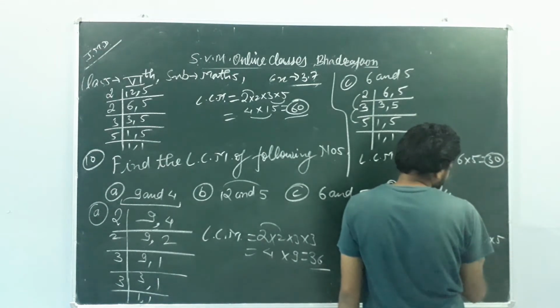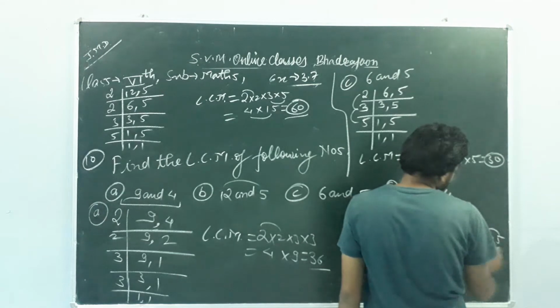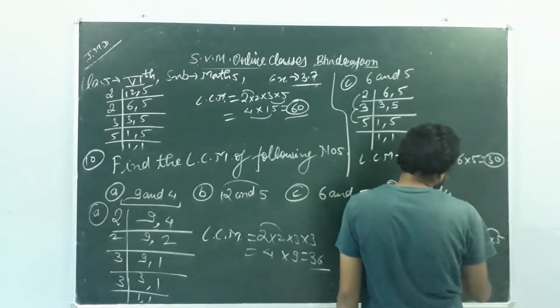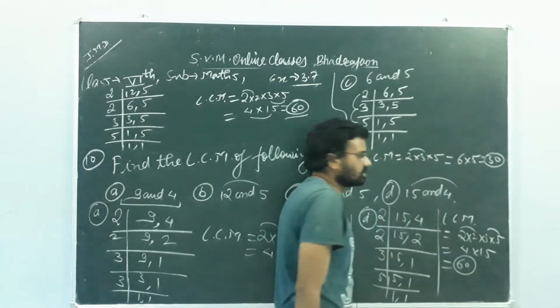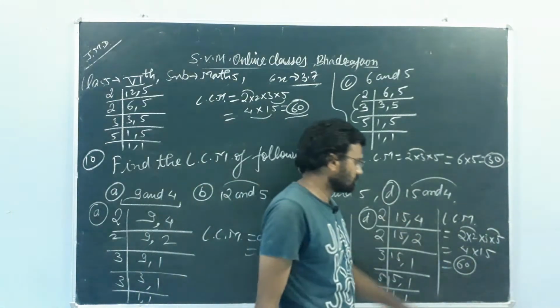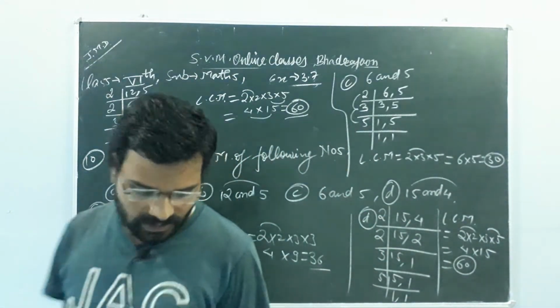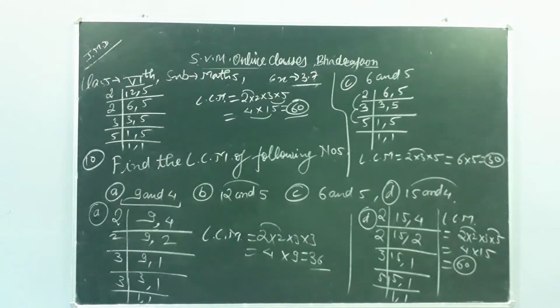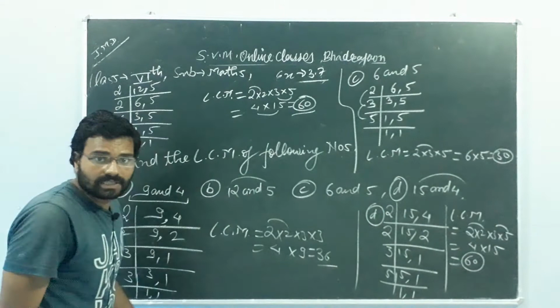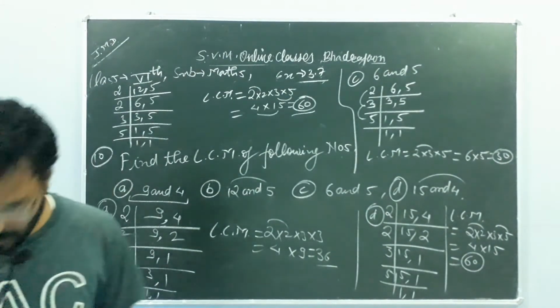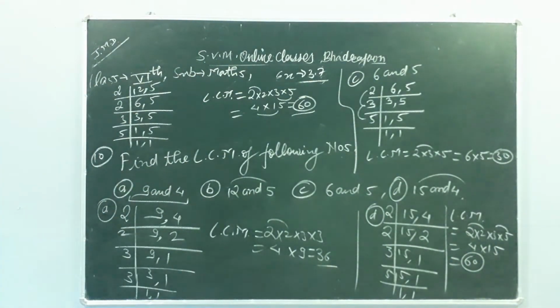2 to the 4 into 5, 3 times 15, and 15 times 4 is 60, which is our answer. In this case also the LCM is the product of the two given numbers. In so many cases the two numbers are co-prime. Actually the property is, when the two numbers are co-prime, meaning they do not have any number that is common, then our LCM will be the product of the two given numbers.